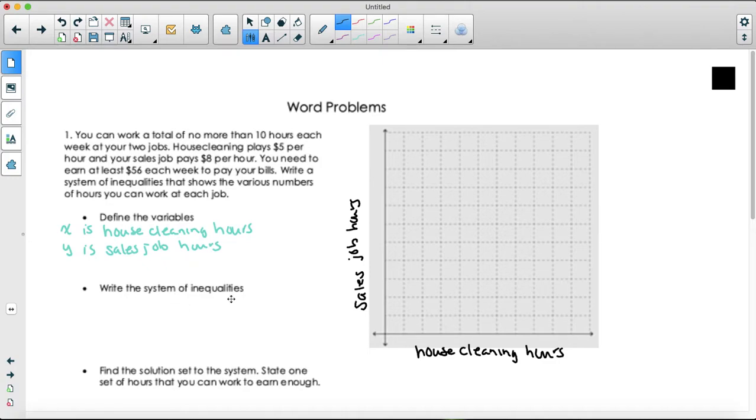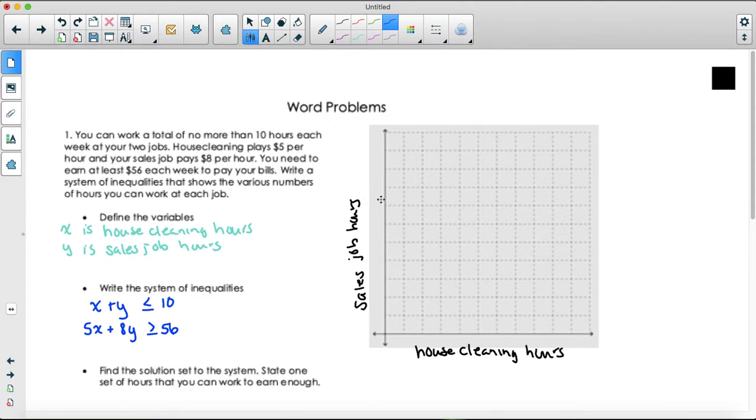So let's write the system of inequalities. We know that we have two jobs and we cannot work more than 10 hours each week. So our first inequality is X plus Y cannot be more than 10 hours, so it has to be less than or equal to 10. Our second inequality is based on the money. House cleaning is $5, so $5 for every X, and we also have $8 for every Y, but we need to earn at least $56 each week. So at least means greater than or equal to 56.